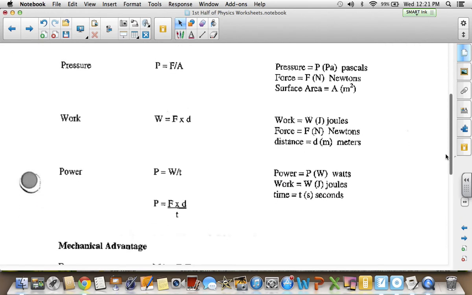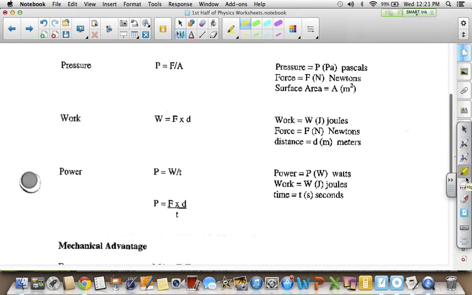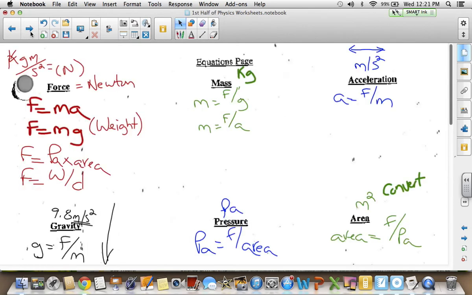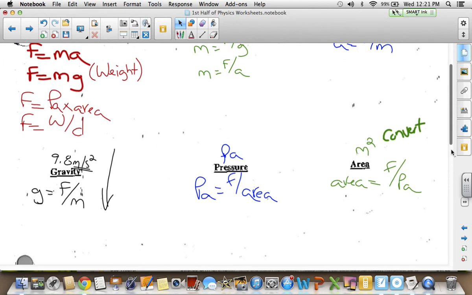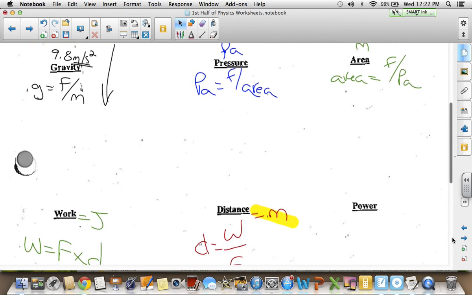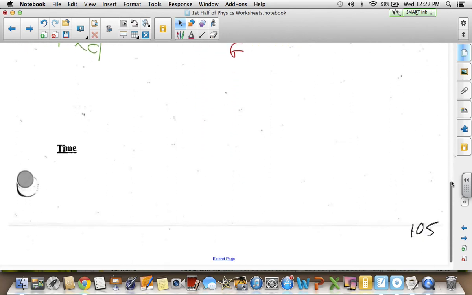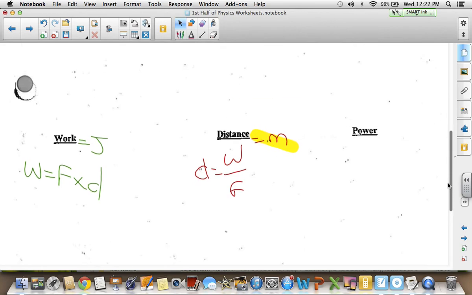So when we look at our equations for it, we've got our units here. The units for power are the watts. The unit for work still is joules, and the unit for time now is seconds. So remember that if you don't have it in seconds, if you've got minutes or hours, you need to make conversions back to seconds. As we look at our equation page, which we should have out in front of us now, we're going to add some new equations into this. And so what we now have here is power.